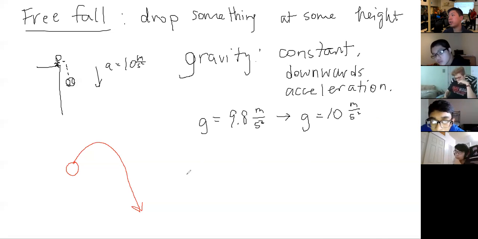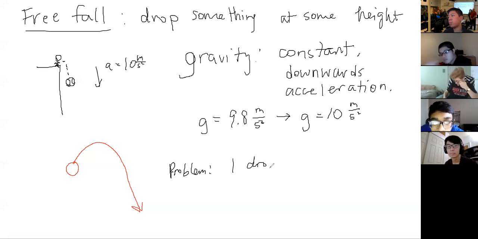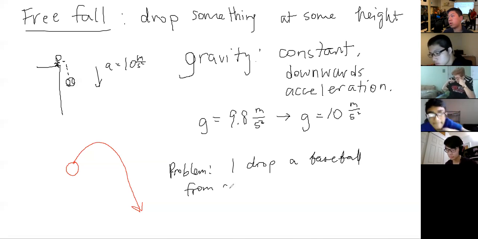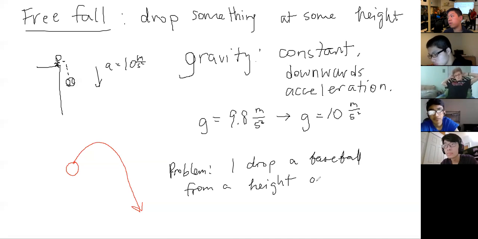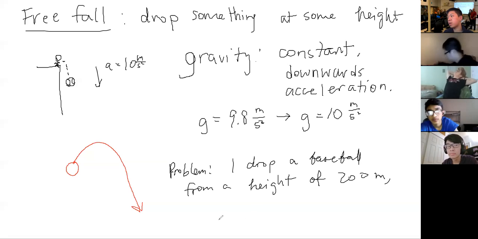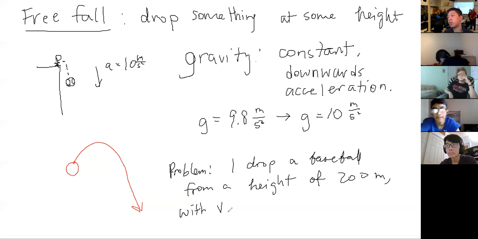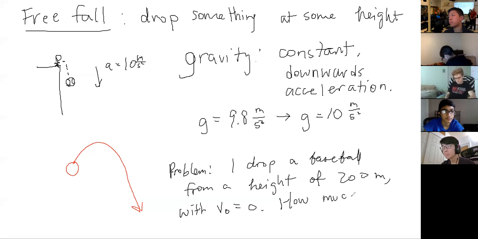So let's just say that, okay, so problem. I drop a baseball from a height of 200 meters with the initial velocity equal to 0. Which means I just dropped it. I did not give some sort of velocity to the ball like before. I didn't throw it, right? So I just dropped it. So how much time does it take for the ball to hit the ground?